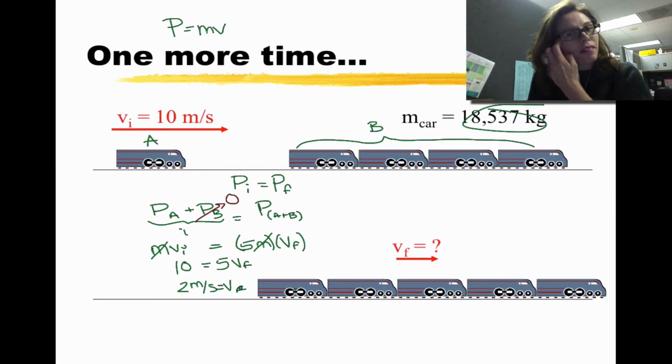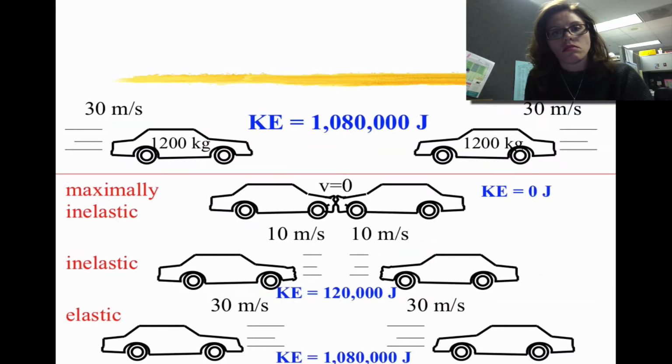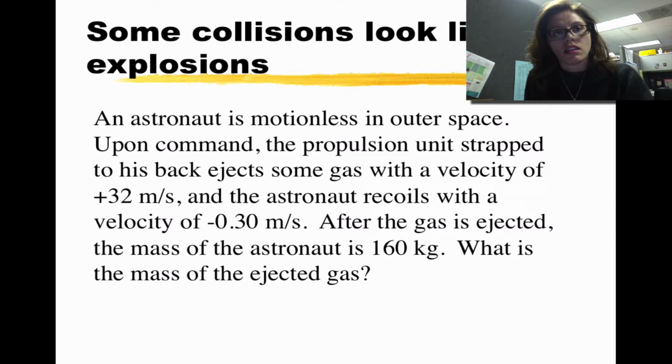Okay. So now, let's go to another one. An astronaut is motionless in outer space, and upon command, the propulsion unit strapped to his back ejects some gas with a velocity of 32 meters per second, and the astronaut recoils with a velocity of -0.3 meters per second backwards. That's what the negative tells you. After the gas is ejected, the mass of the astronaut is 160 kilograms. What is the mass of the ejected gas?